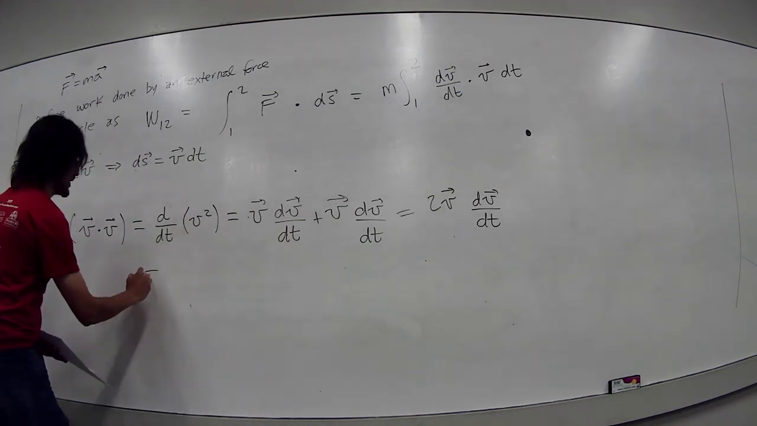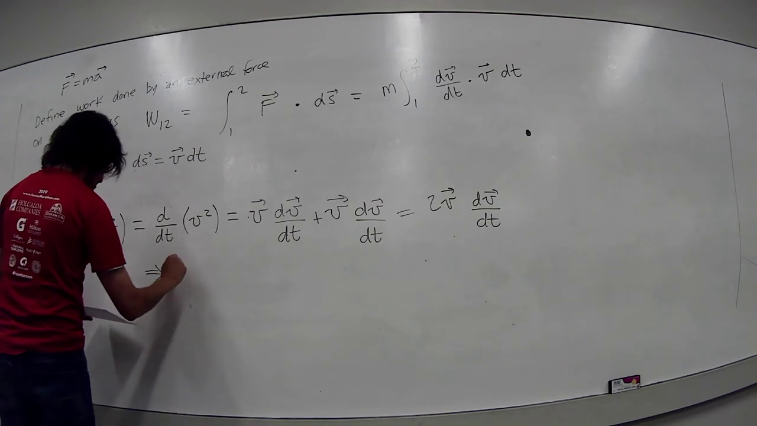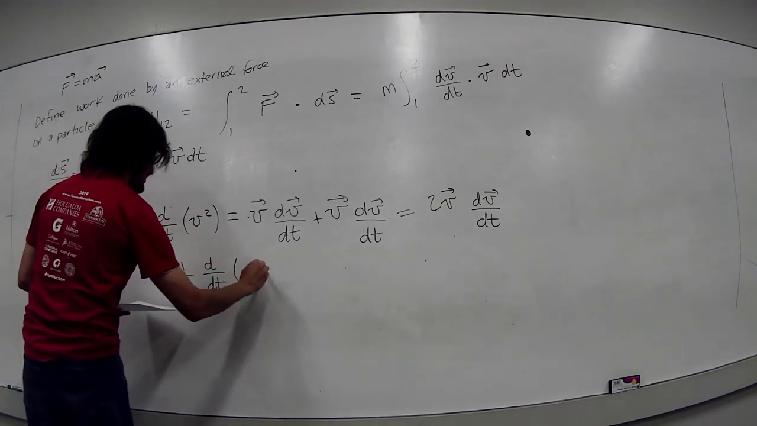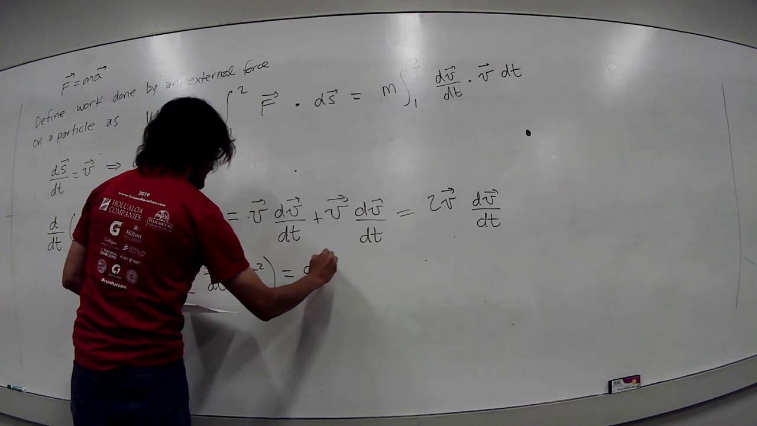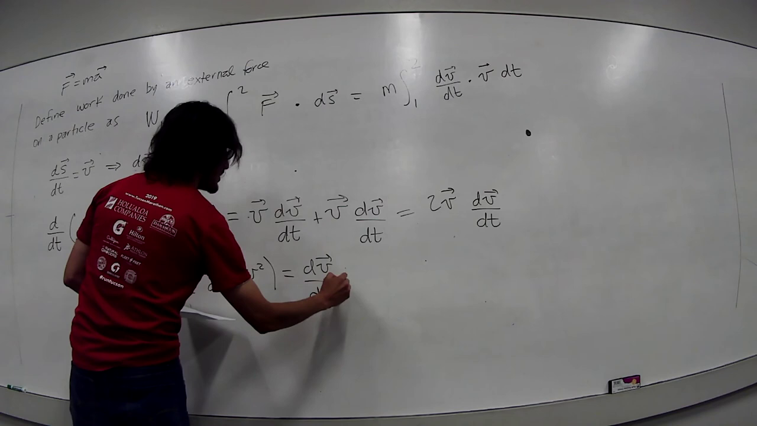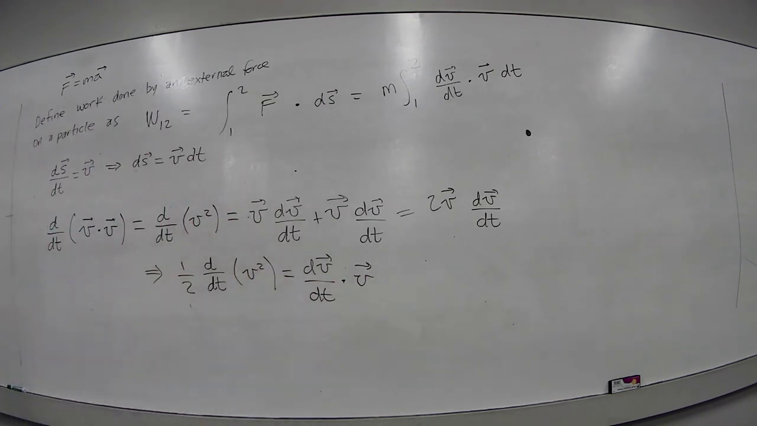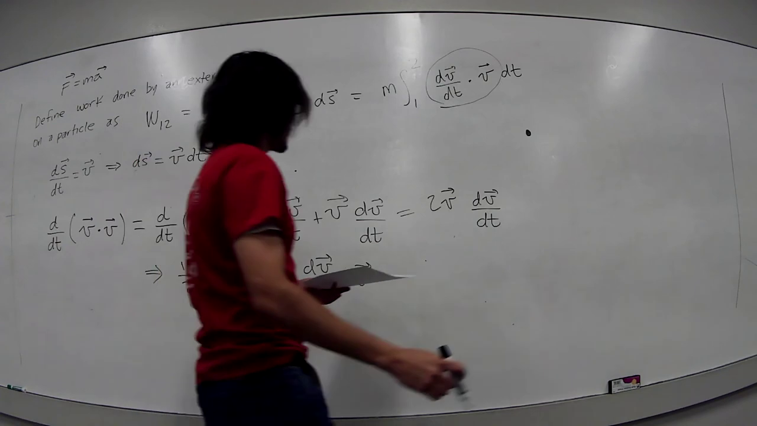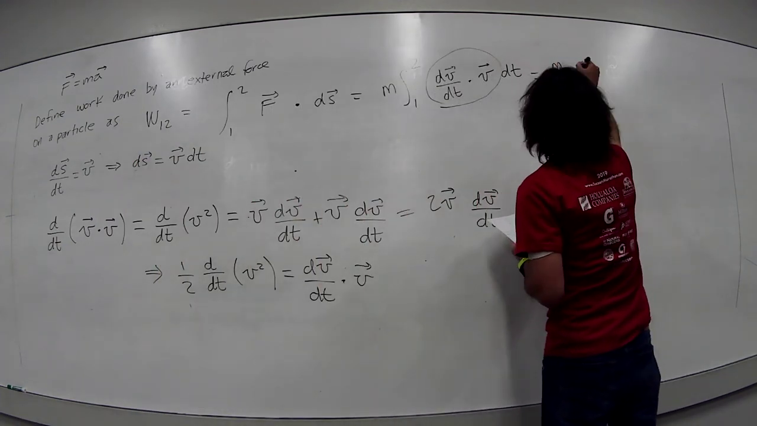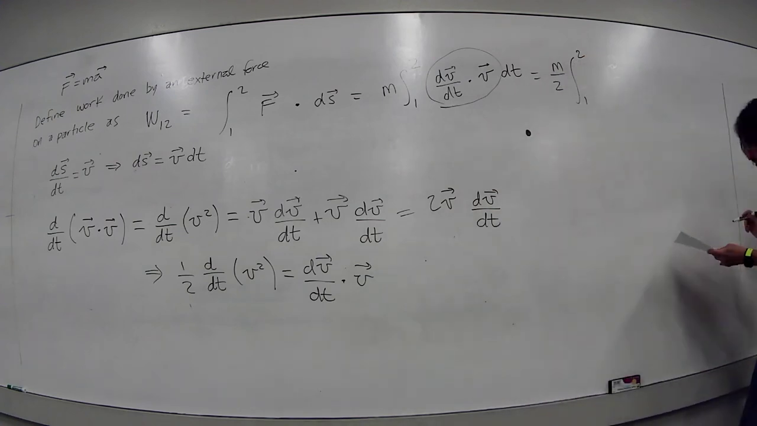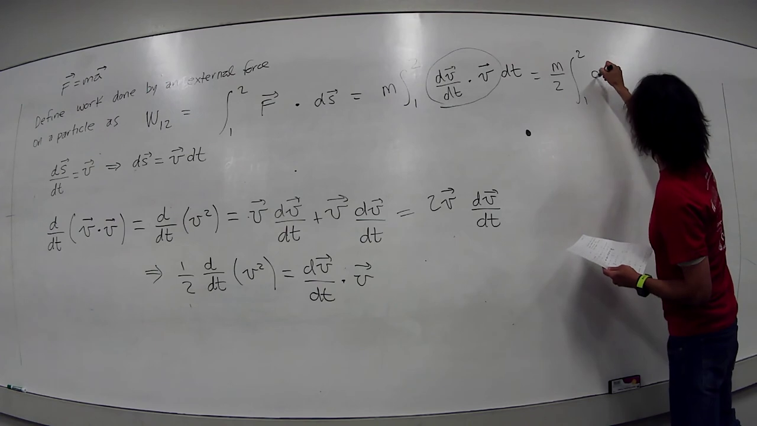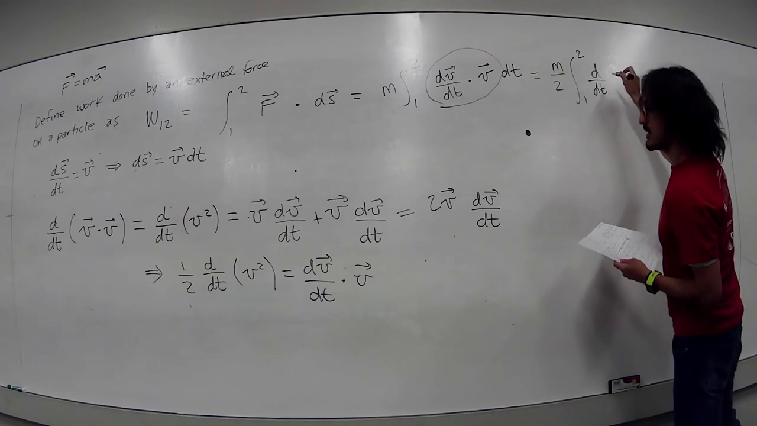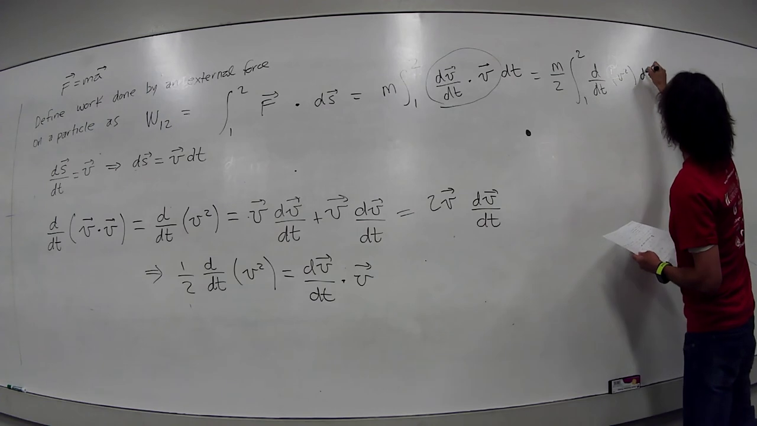So from this we can get that. We move these two over here: one half of the derivative with respect to time of v squared is dv/dt dot v, which is this dude over here. So we can rewrite this as m over 2 times the integral from point 1 to point 2 of the derivative with respect to time of v squared dt.